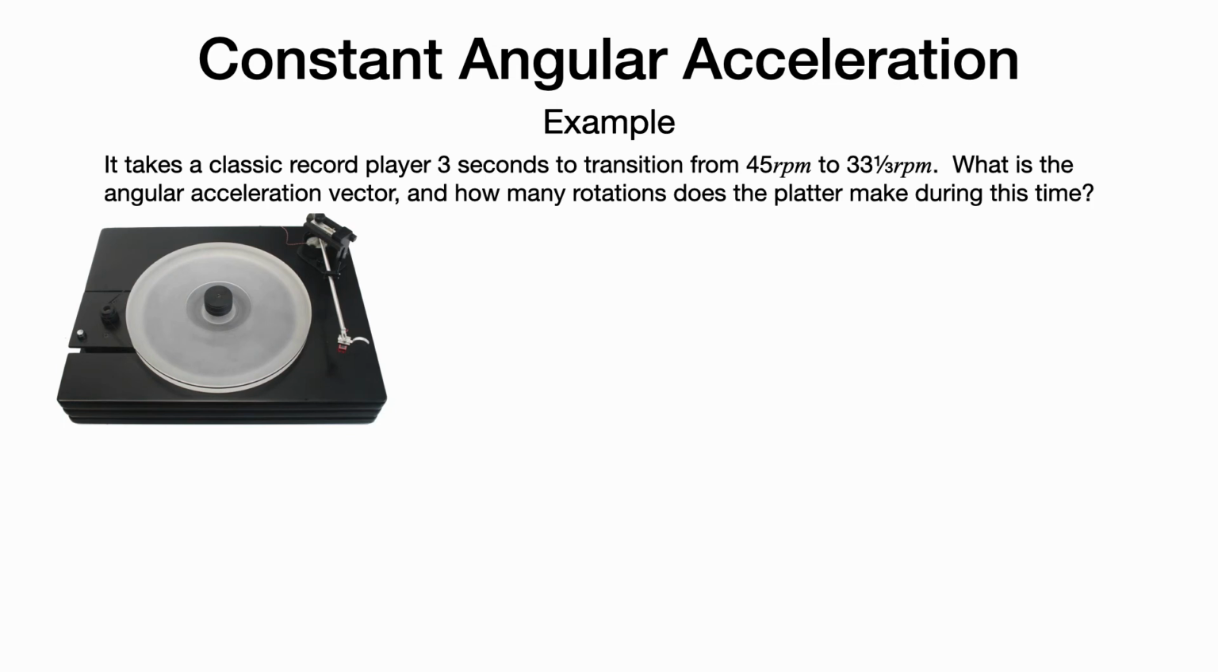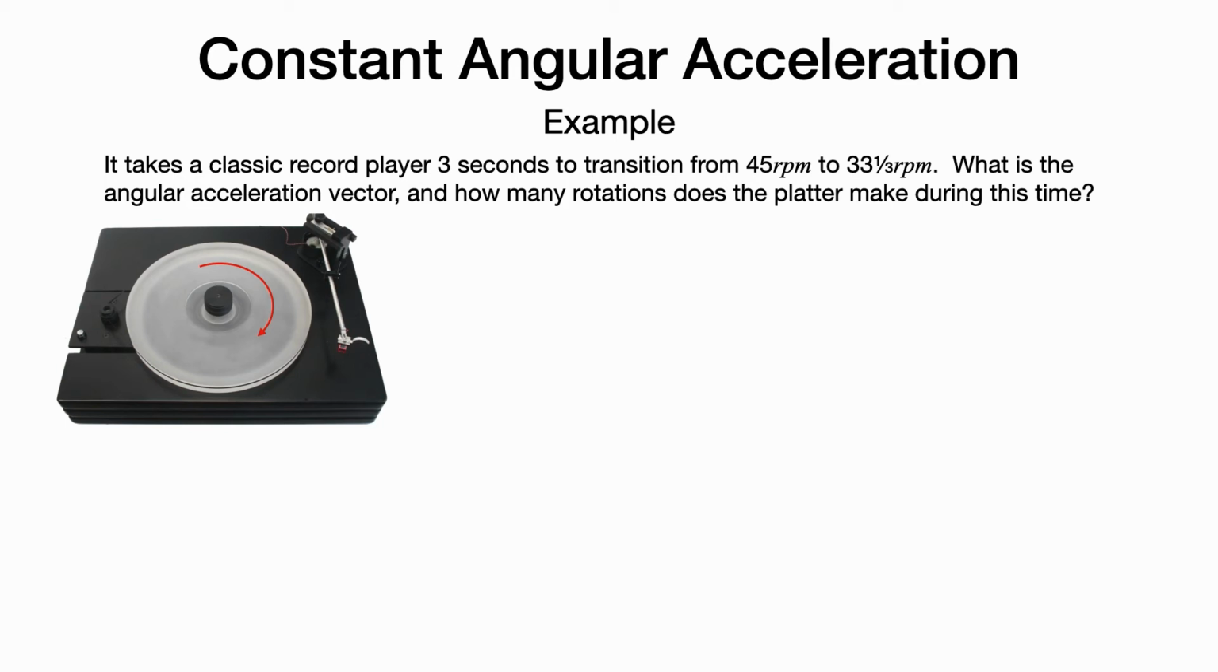Let's take a classic record player and assume that it takes 3 seconds to transition from rotating with 45 RPM down to 33 1/3 RPM. What is the angular acceleration vector, and how many rotations does the platter make during this 3-second transition period? Well, first of all, we need to think about what the rotation is doing. For a record player like this, the platter is rotating in the clockwise direction as shown.